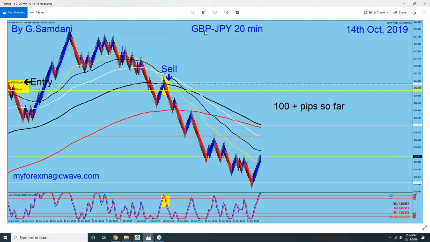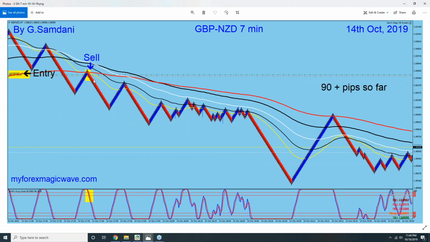The second trade is pound yen from 20-minute chart. This is the entry, short setup by the book and 100 pip to the downside on the 14th October. Here's the third one, pound NZD 7-minute. Here's the entry, short entry all the way down here, 90 pip on 14th October.